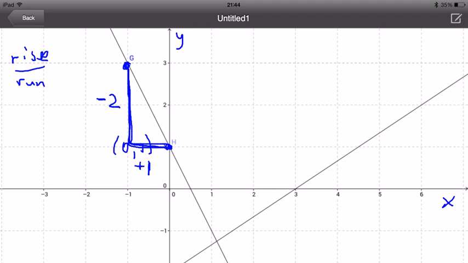So going to the right is positive, going to the left is negative, going down is negative, going up is positive. So in this case that we define G as the first point, and H as the second point, then the rise would be negative 2, the run would be 1. So the gradient would be negative 2 divided by 1.